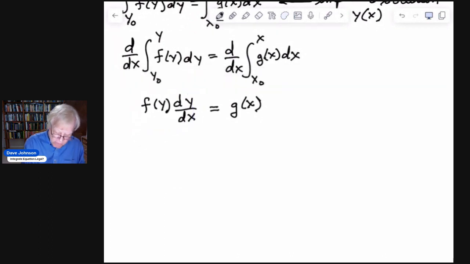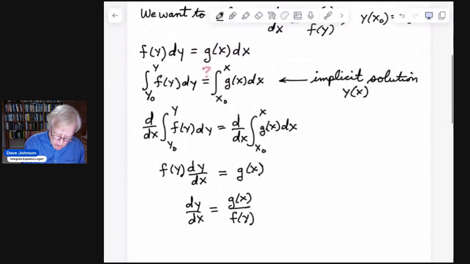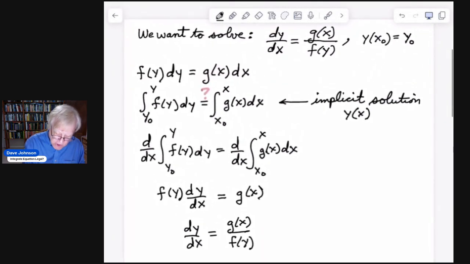And now if we divide both sides by f of y, we get dy/dx is equal to g of x divided by f of y. And lo and behold, that is our original equation. And so we know then that this y is a solution to our original equation. Now, what was y? Well, it was implicitly defined by this formal operation of integrating both sides of the separated differential equation.